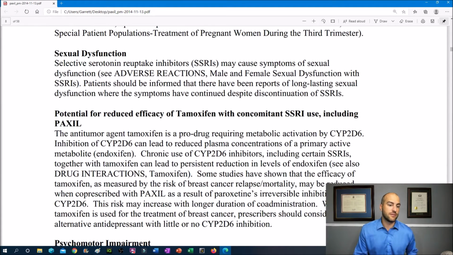Sexual dysfunction. Selective serotonin reuptake inhibitors, SSRIs, may cause symptoms of sexual dysfunction. Patients should be informed that there have been reports of long-lasting sexual dysfunction where the symptoms have continued despite discontinuation of SSRIs.